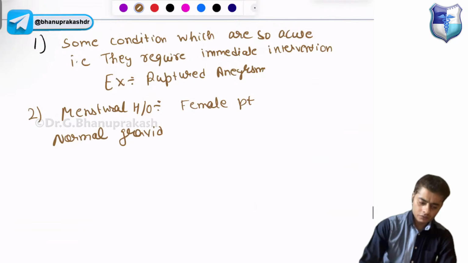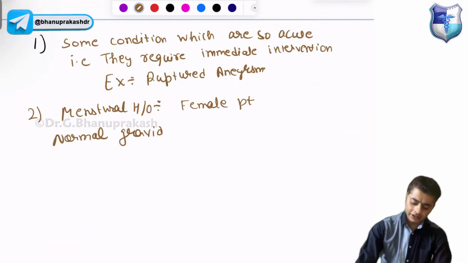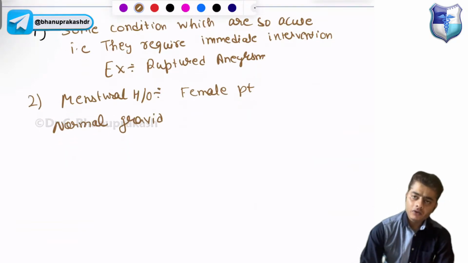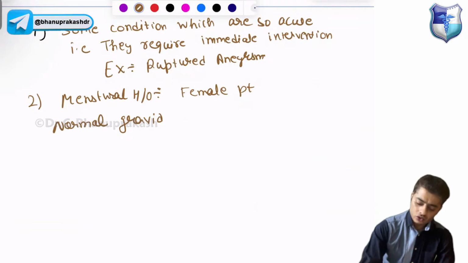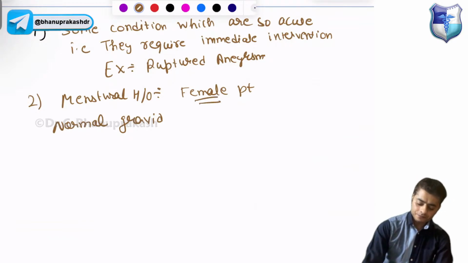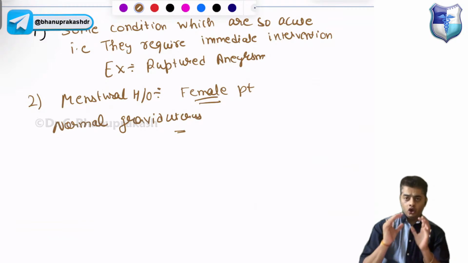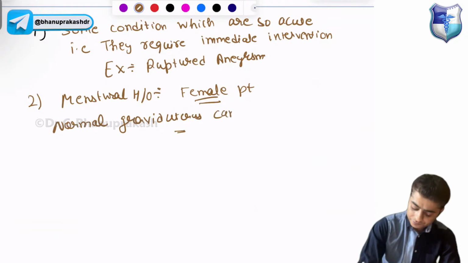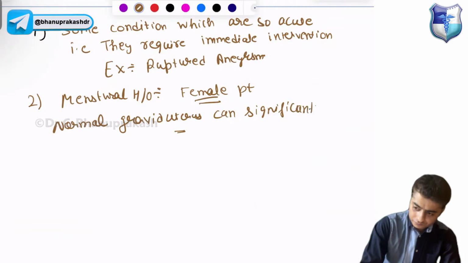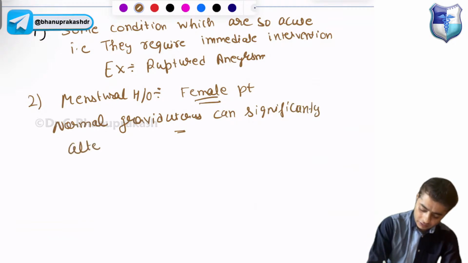So our break is over, let's continue. What I was telling you about was menstrual history. So we have to take a menstrual history in a female patient. Normally, a gravid uterus can significantly alter the anatomic relationships.